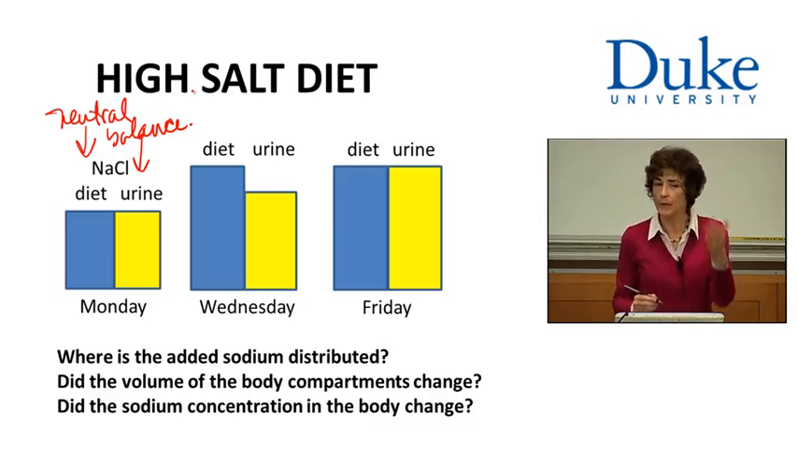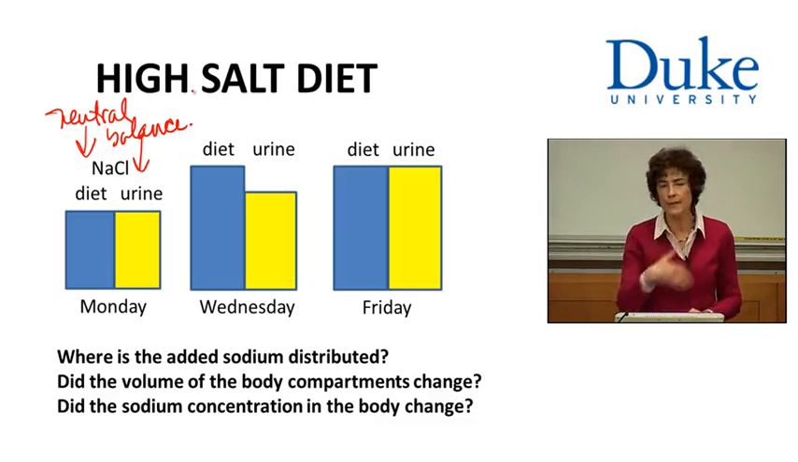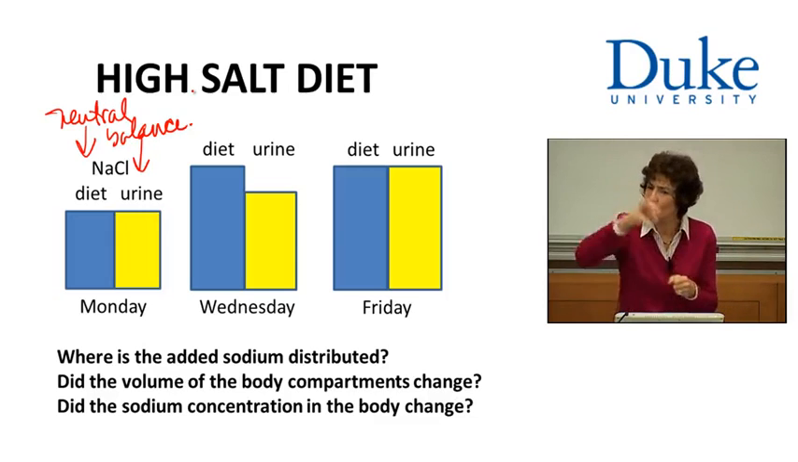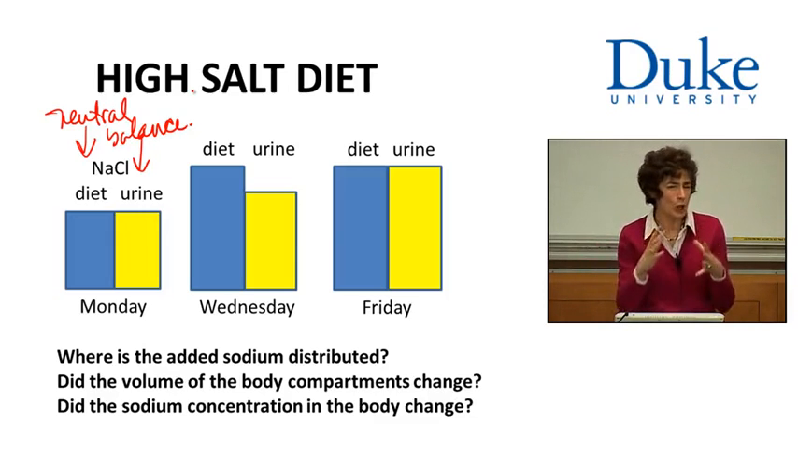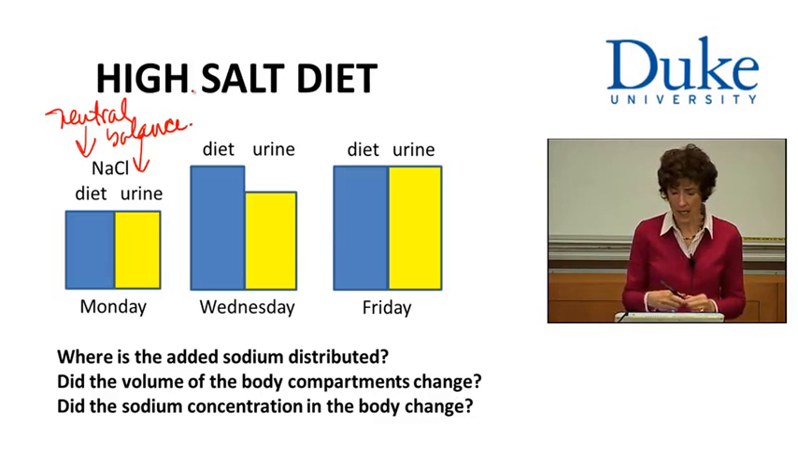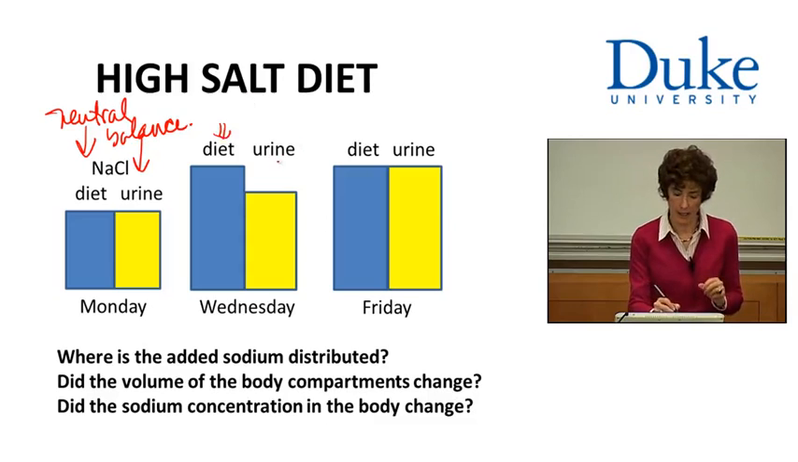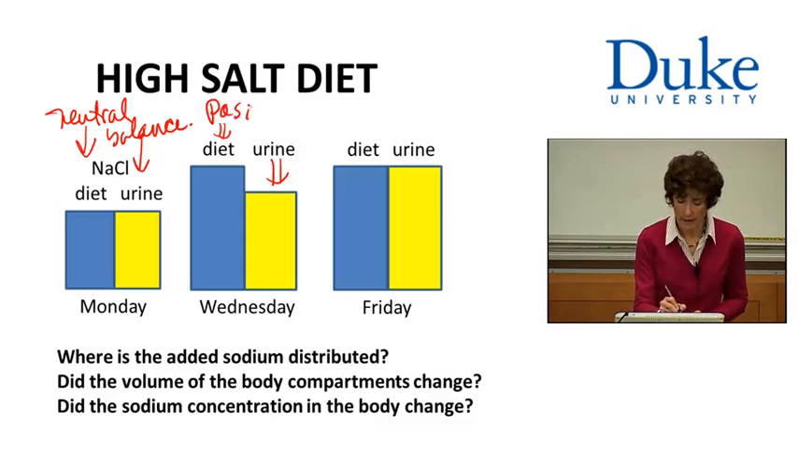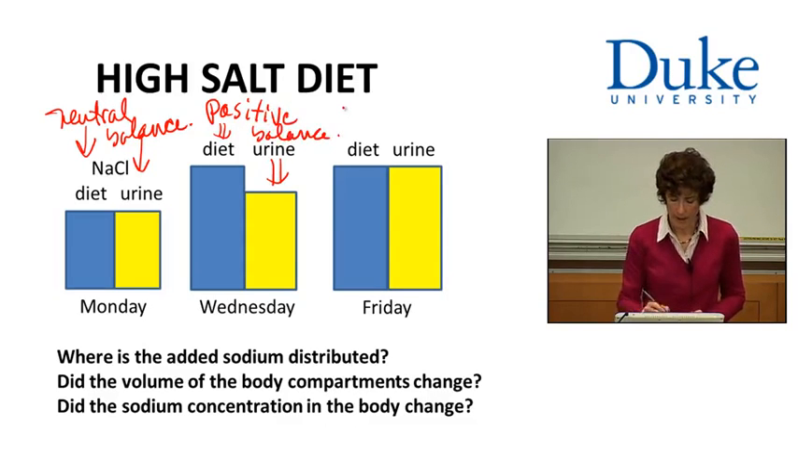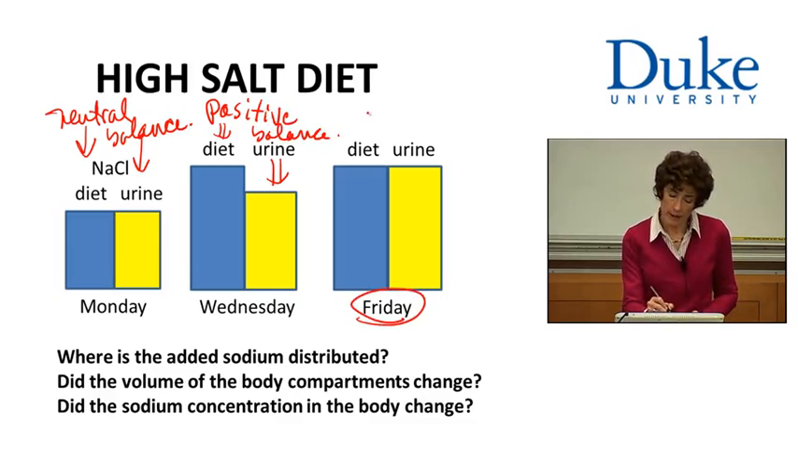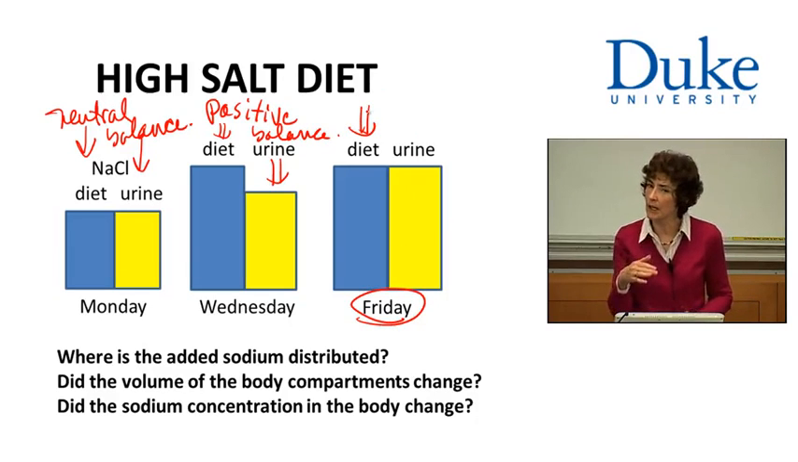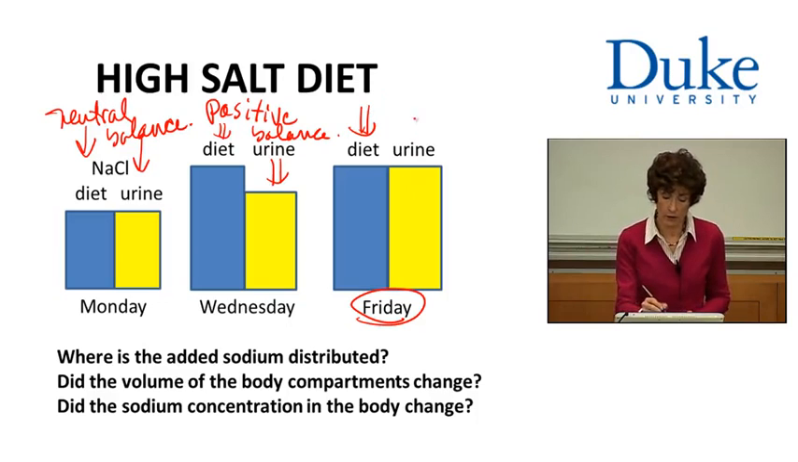But by Wednesday, with this high salt diet, you're eating a lot of sodium, you're taking in Chinese food with a lot of soy sauce on it, and so it's really salty. And so on this diet that's very high in salt, we now have a positive balance, where the amount coming in from the diet exceeds that which is lost in the urine. So this is now a positive balance for sodium. But by Friday, the amount of sodium coming in from the diet is equal to the amount lost in the urine. And so we're again under neutral balance.